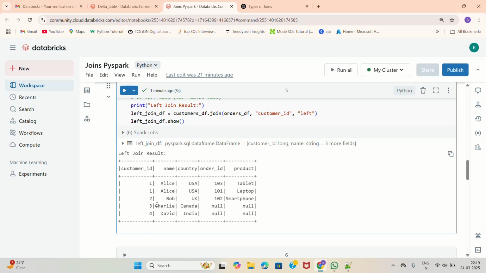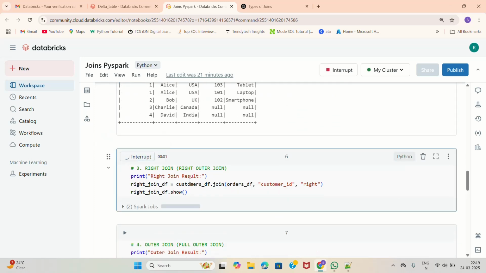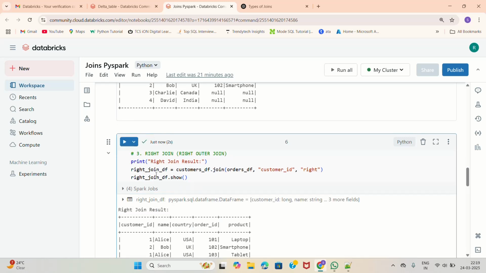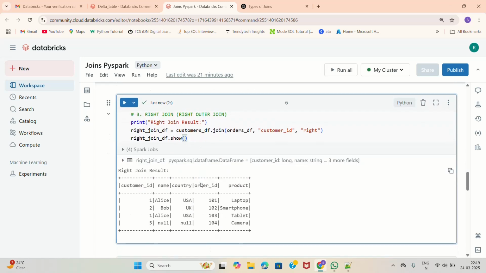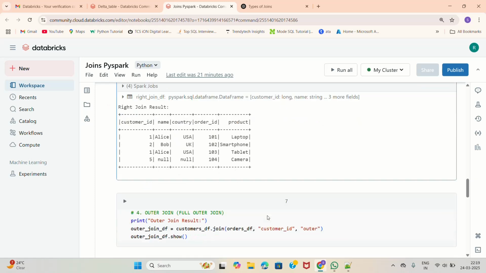And similarly the right join as well. The right join is quite opposite to the left join. It will fetch all the records from the right table and the matching records from the left table.